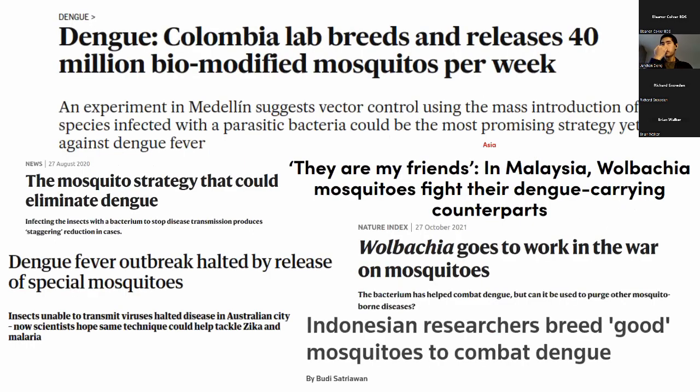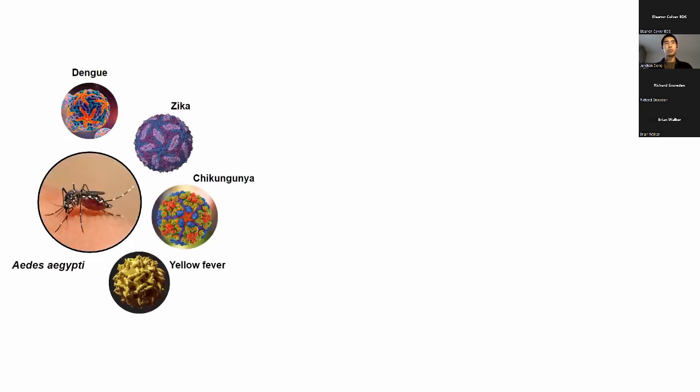Recently in the news, there are many stories about releasing mosquitoes around the world, and it's getting more and more common. I would say it has happened explosively in recent years, and this has something to do with Wolbachia. So the mosquito species Aedes aegypti is the main carrier of many lethal pathogens.